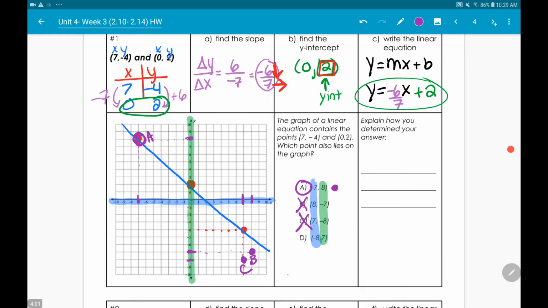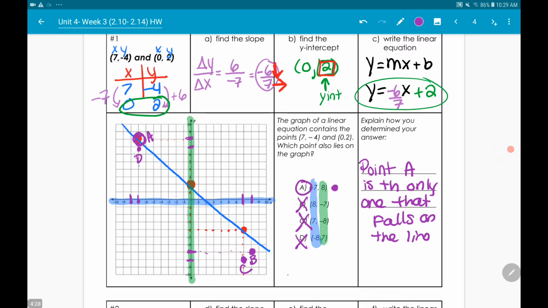And last one is -8 and +7. Those come together here. That is close to the line, but again, not on the line. So point A is the only one that falls on the line.